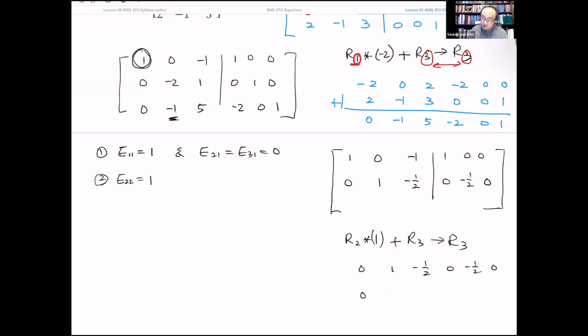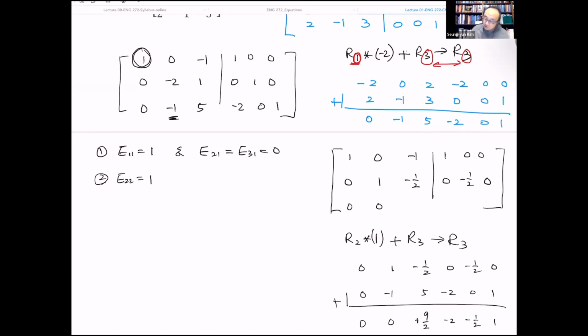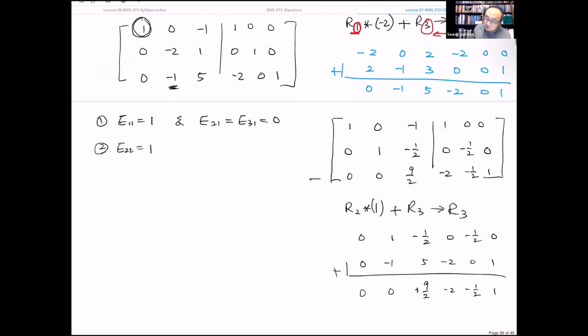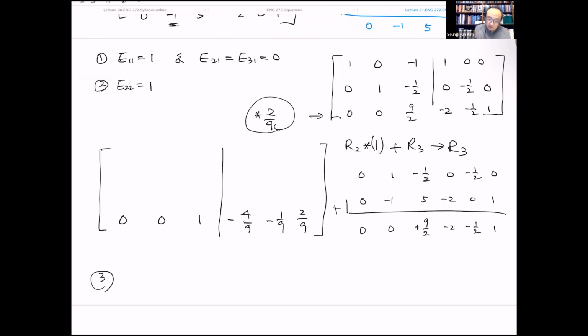And R3: 0, -1, 5, -2, 0, 1. Add: 0, 0, positive 9 over 2, and then -2, -1 over 2, 1. So 0, 0, 9 over 2, -2, -1 over 2, 1. And we're going to multiply by 2 over 9 for the third row. So now we're going to work on element 3,3 to make it 1. We did that, and we need to make E 2,3 and E 1,3 equal to 0.